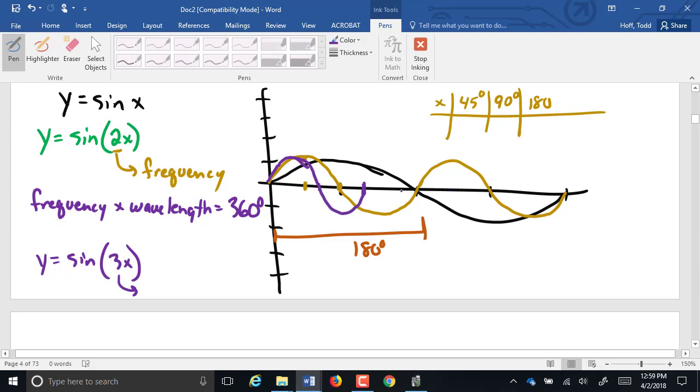And then 240 is going to be somewhere in here. Oops. There's our wave. We got 3 complete waves in 360 degrees. So you can think of that number as either being the frequency or adjusting the wavelength. So 360 divided by that number is our wavelength.